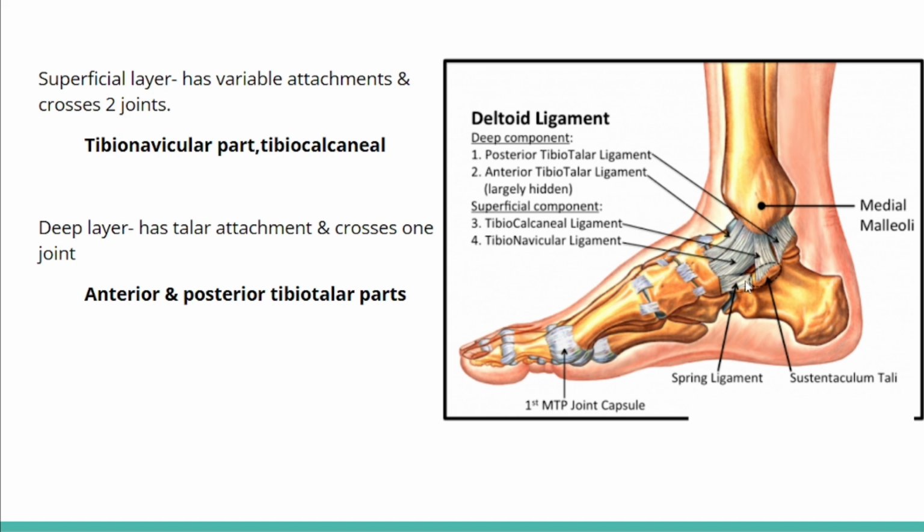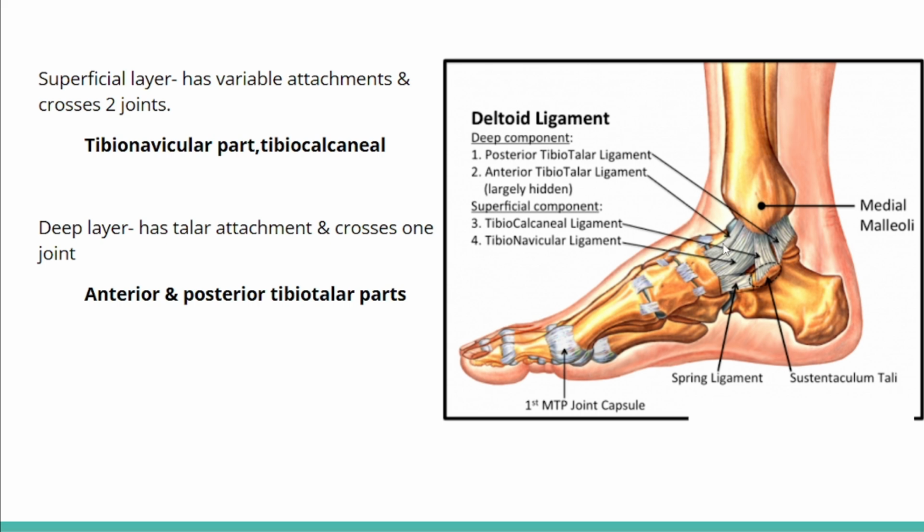Now the superficial layer has variable attachments and it crosses two joints. We'll see what they are. First one is tibio-navicular. It's between the tibia and the navicular bone. And you can see it crosses the joint between the talus and tibia and the talus and the navicular. And the next part is tibiocalcaneal. This also crosses the joint between the tibia and the talus and the calcaneal. So these are the two bands that belong to the superficial layer.